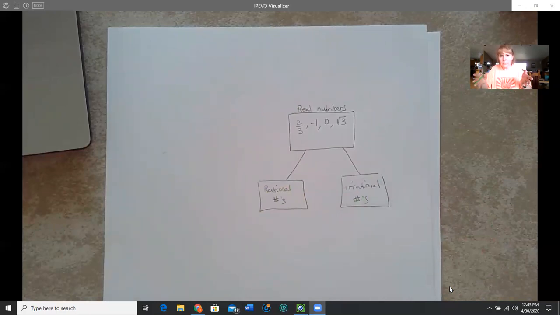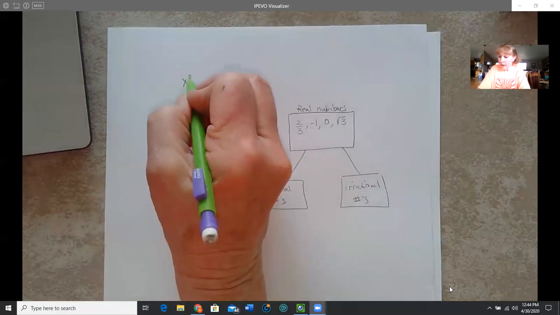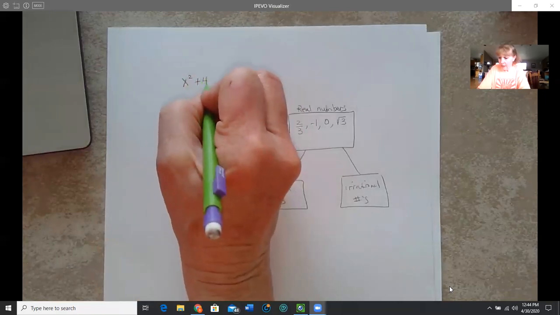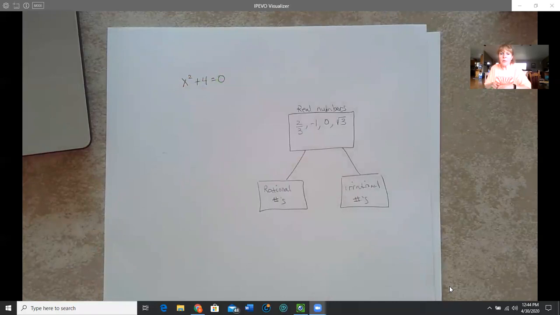Okay, so now what we're going to do is we're going to take our real numbers. We're still going to be working in the real number system, but we're going to expand it so that we're able to solve different types of problems that we haven't been able to before. As an example, if I were to give you x squared plus 4 equals 0, and we were asked, okay, what can you square, add to 4, and get 0?